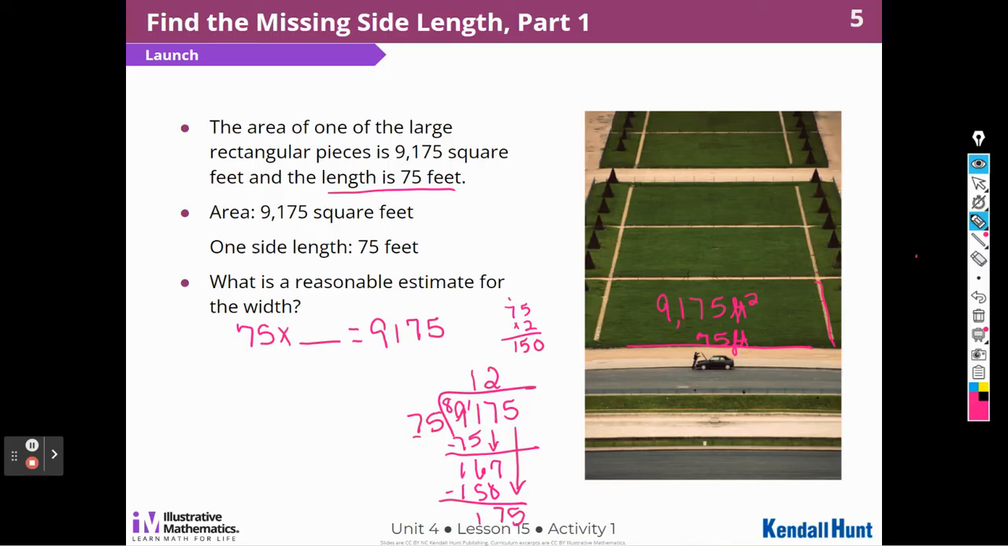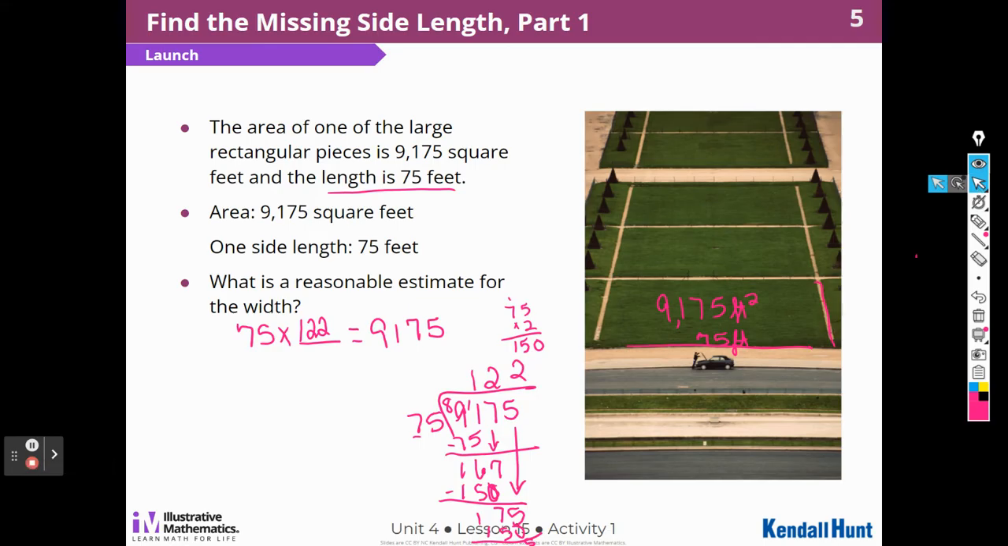Now I just have to know how many 75s are in 175. Well, there's at least 2, right? So let's do 2 again. 2 times 75 again is 150. Did I do that right? 150. Yep. All right. So that's 150. And how many do I have left over? I have 25 left over. So this isn't going to be a whole number. It's going to be around 122. 122. All right.